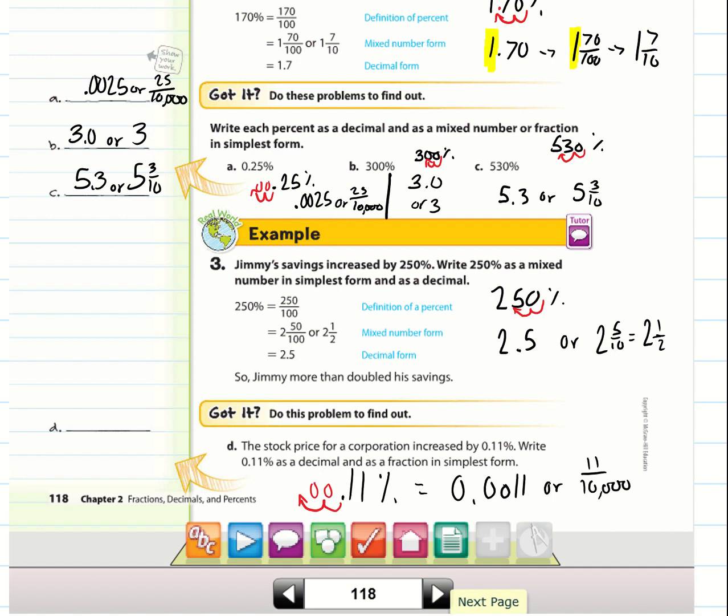So for D, we have 11 hundredths percent. We move it twice to the left, that gives me 11 10,000ths, or 11 over 10,000.